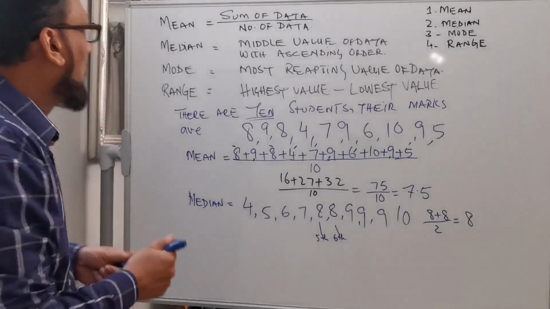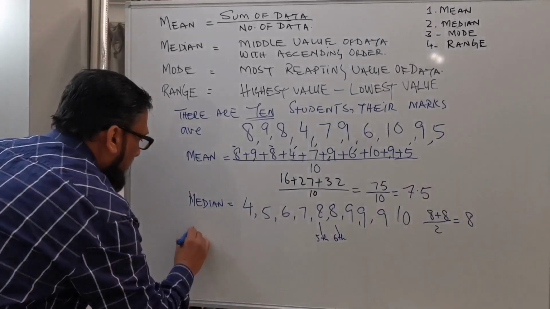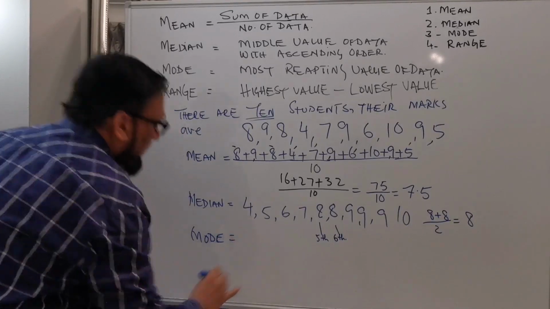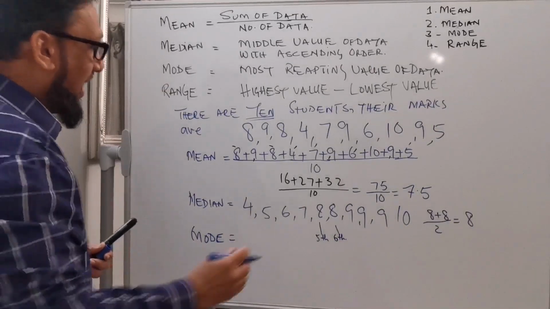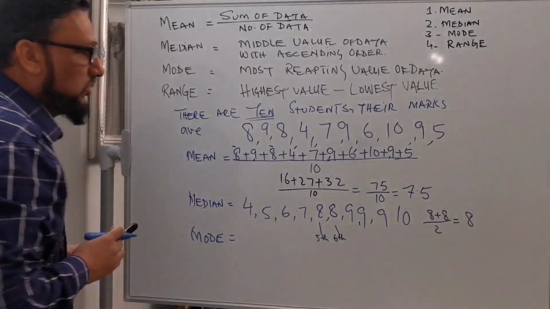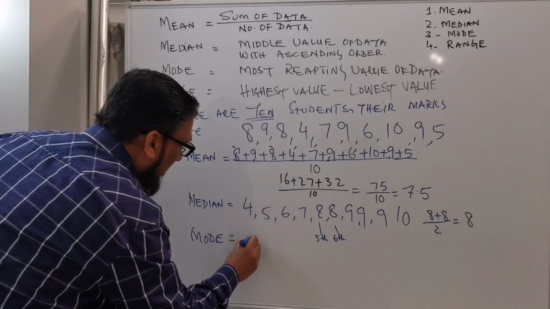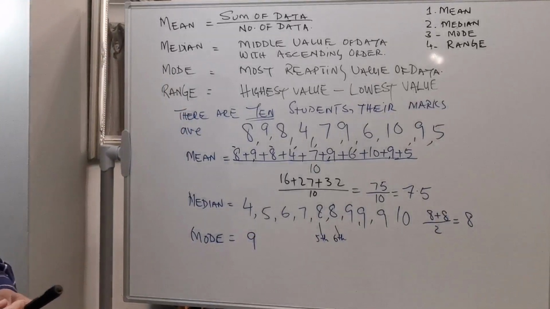And now we can move on to mode. As per ascending order, we know that the most repeating value of the data is the number 9. So the mode is 9. Very easy.